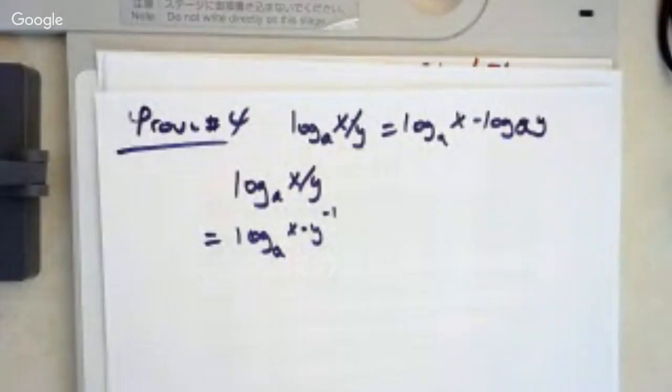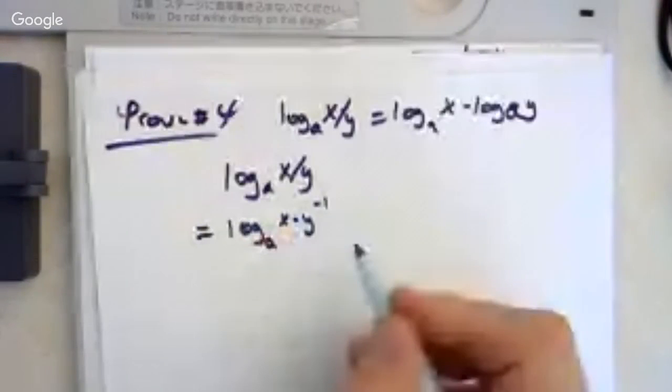Anybody see the next step? What are we gonna do next? Split it, right, because they're being multiplied by each other, so I can separate them by addition.